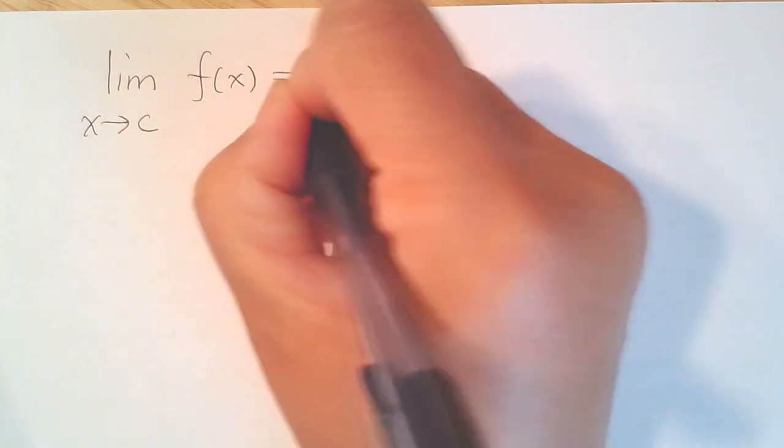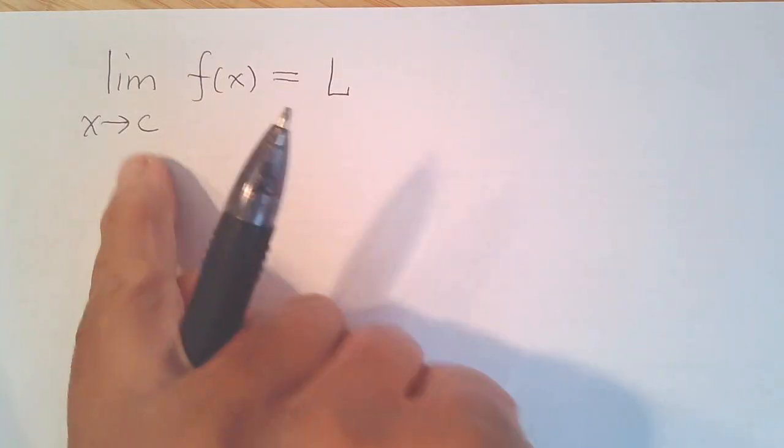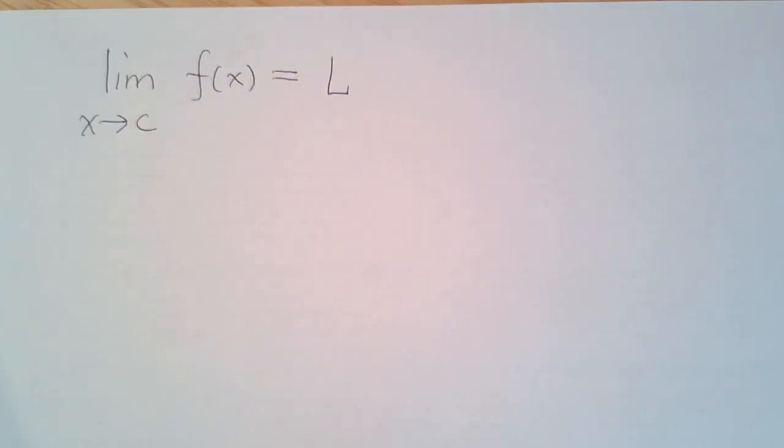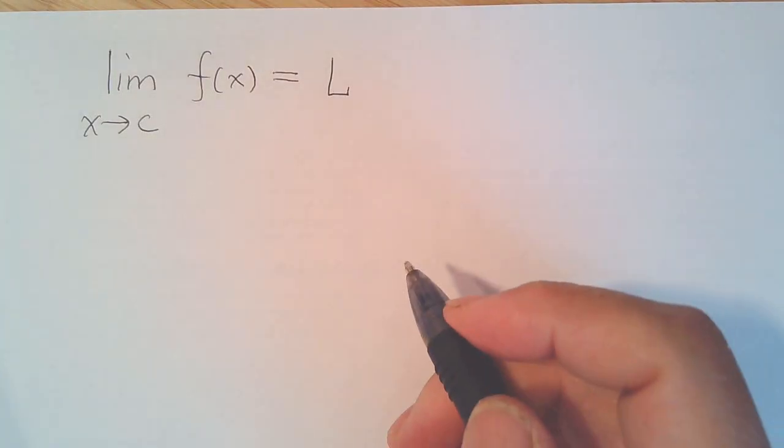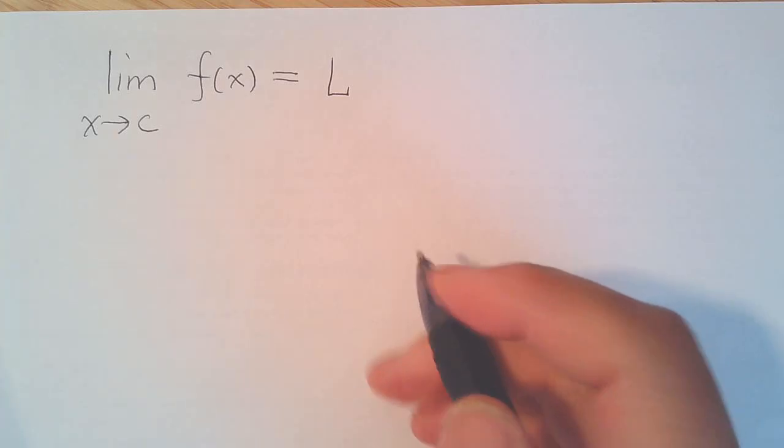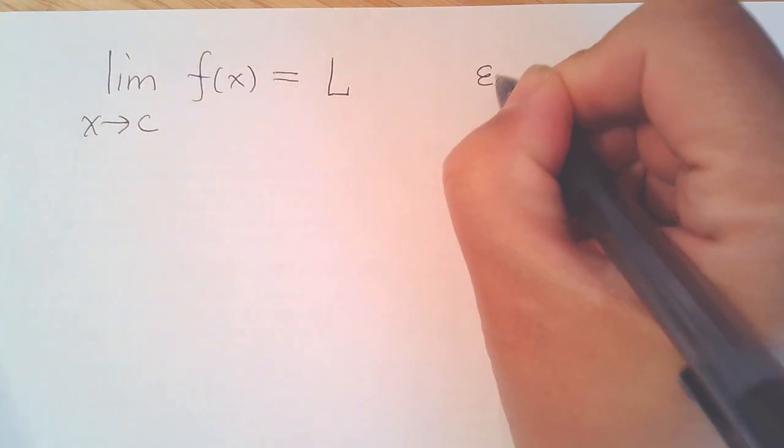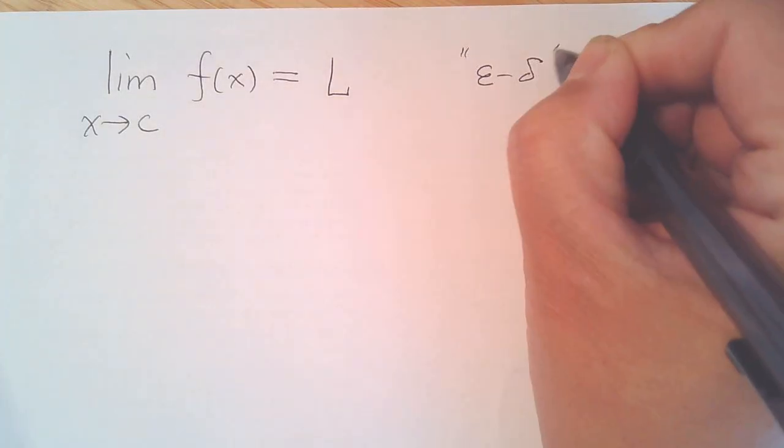All right, now we're going to learn the official or formal definition of a limit. The limit looks like this, right? The limit as x approaches c of f of x equals L, which is a number. Here c is a number, L is a number. So what is the official definition of that? We call this the epsilon-delta definition.